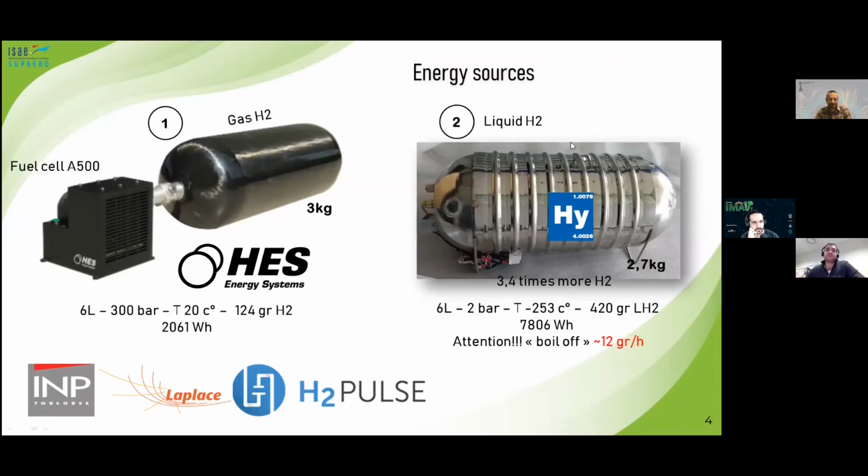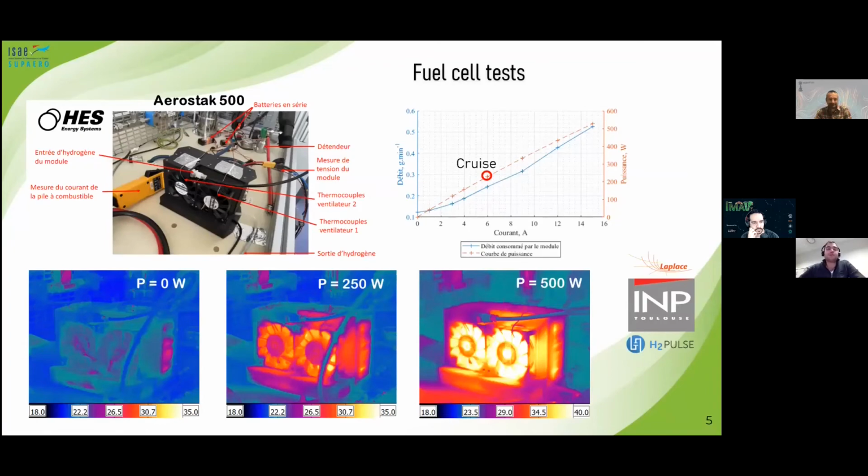So basically, we have a partnership with a company called HES who supplied us with the fuel cell Aerostack 500. This is an open cathode type of fuel cell, meaning that this fuel cell is using the air from the ambient surrounding environment. And it has a maximal power rated at 500 watts.